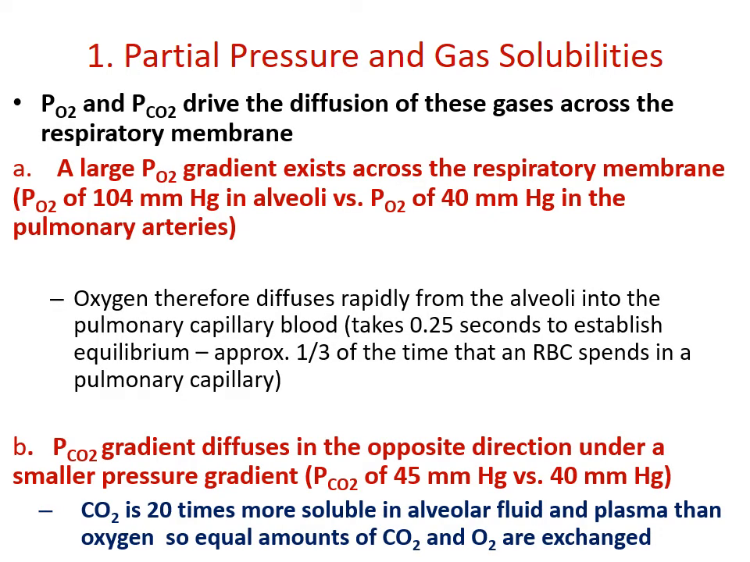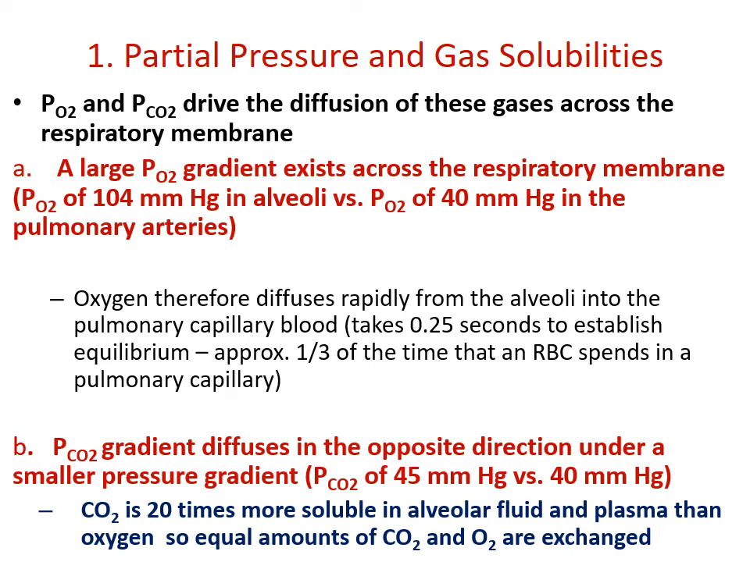This particular slide basically explains the impact of the partial pressure on diffusion. You can see that the partial pressure of oxygen in the alveoli is 104 millimeters of mercury, and the partial pressure of oxygen is 40 in the pulmonary capillary. There is a huge pressure gradient of approximately 60 millimeters of mercury, which drives the oxygen to diffuse from the alveoli into the pulmonary capillaries. Right, so that will be happening.